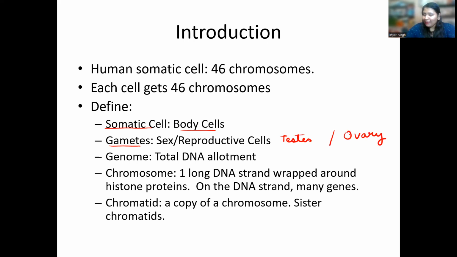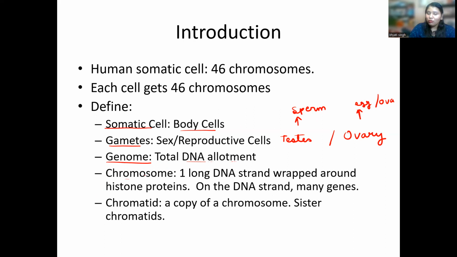So what is a gamete? A gamete is sperm in case of male, and in the case of female, it's egg or ova. Next is genome. Genome is a short term for genetic makeup. Our entire body's genetic makeup is known as genome. It is the total DNA allotment, the total genetic makeup.